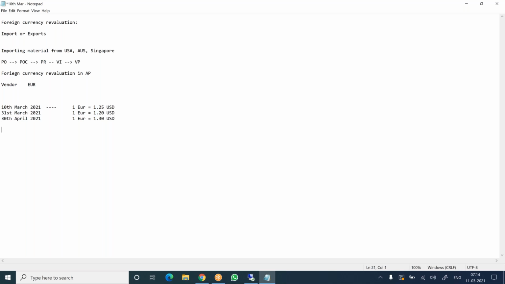If I'm paying on 15th May 2021, on that day the exchange rate is, suppose, 1 euro equal to 1.35. Then what happened? We'll see this process. Let me create a vendor and show you this process, and what happens, step by step. Let us understand.